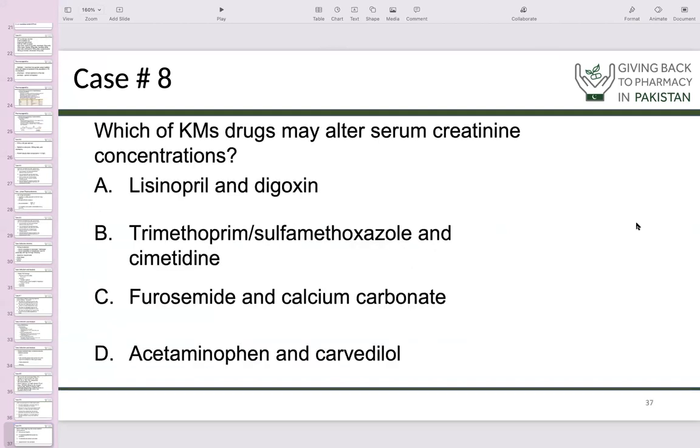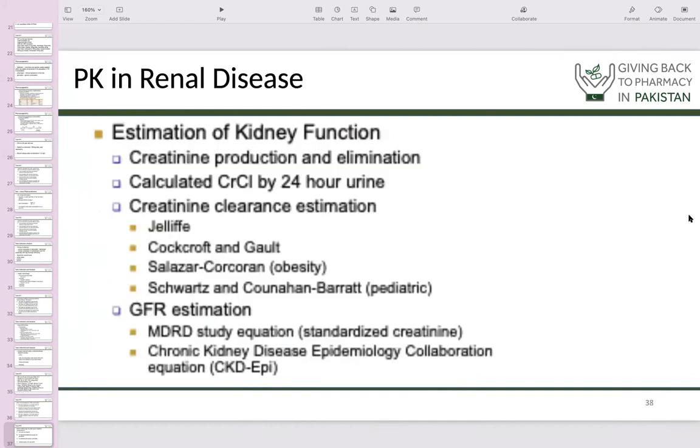Which of the KM drugs may alter serum creatinine concentration? Lisinopril and digoxin, trimethoprim and sulfamethoxazole, cimetidine, furosemide and calcium carbonate, acetaminophen and carvedilol. So there are some drugs which can alter the serum concentration. Let's find out which are these drugs.